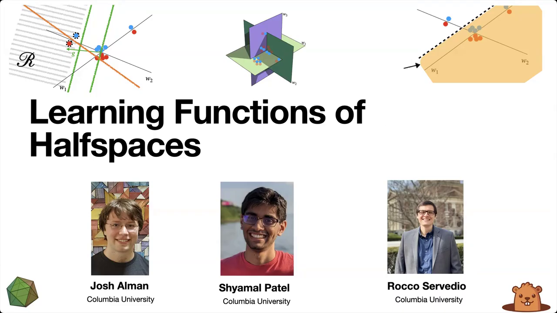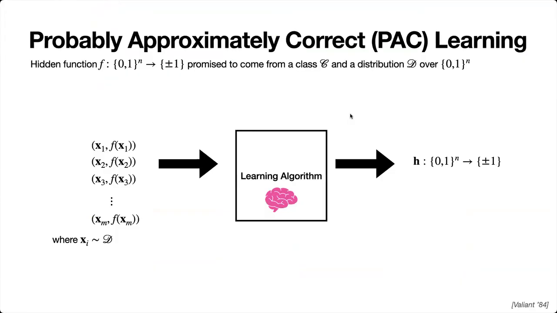Great, so let's go ahead and get started by talking about the model of learning that we're going to be working in. And this is going to be the probably approximately correct learning model, which was introduced by Valiant and is one of the foundational models in computational learning theory. And in this model, there's going to be a hidden function f that's going to be Boolean valued, and it's going to be promised to come from some nice class of functions. So you should think of this as just being your favorite class. Maybe that's decision trees, half spaces, small circuits.